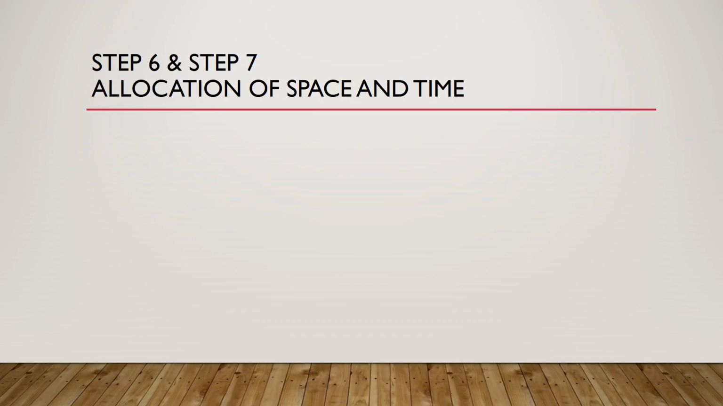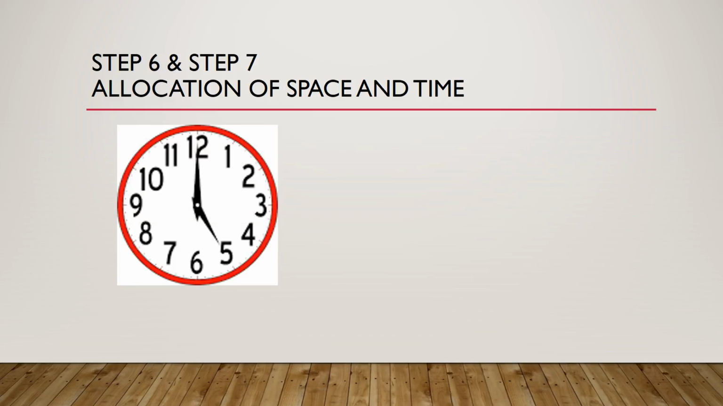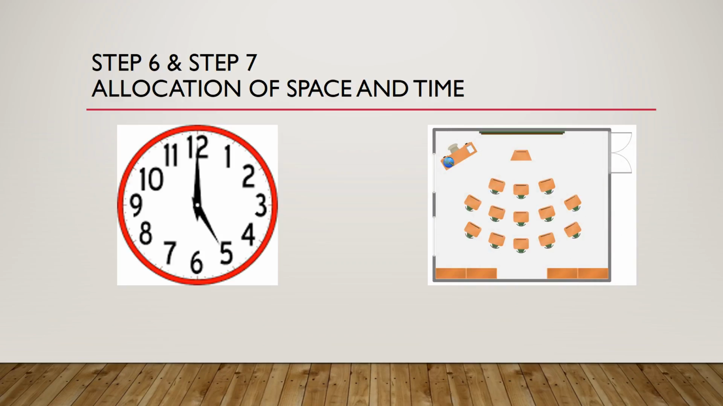Steps 6 and 7 are the allocation of space and time. These must be addressed based on the content of the lesson and the audience. These steps depend on what the previous steps are, showing their interdependency. As a high school teacher, I know I have a 45-minute window to teach my lesson. Based on the content of that lesson, I will arrange the desks in my room accordingly.